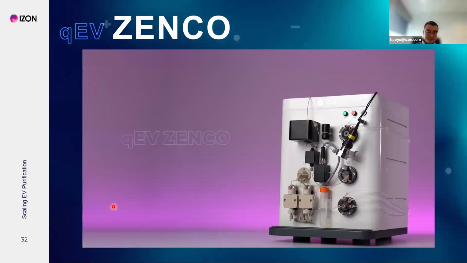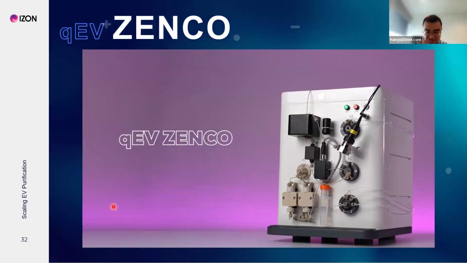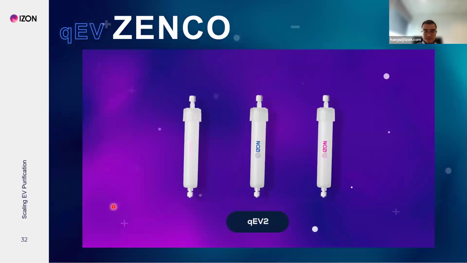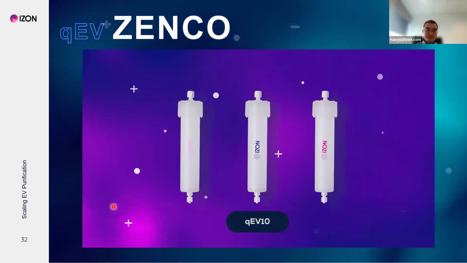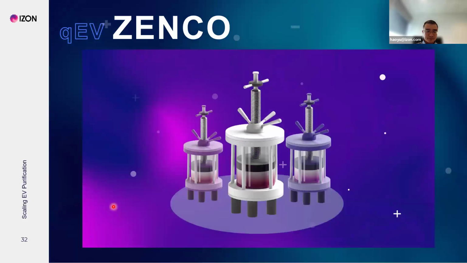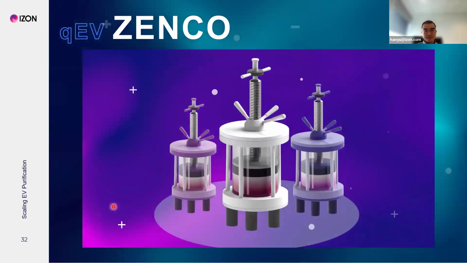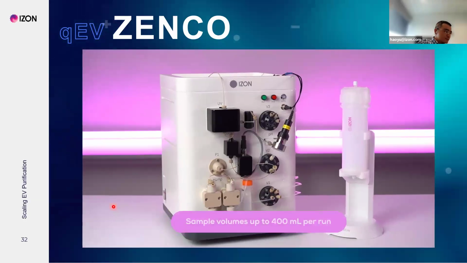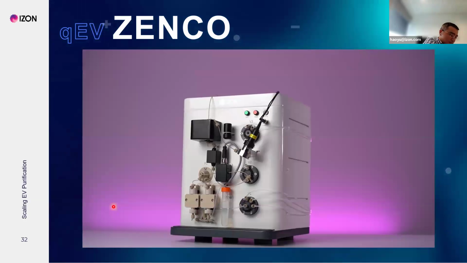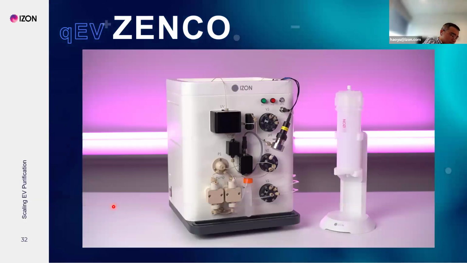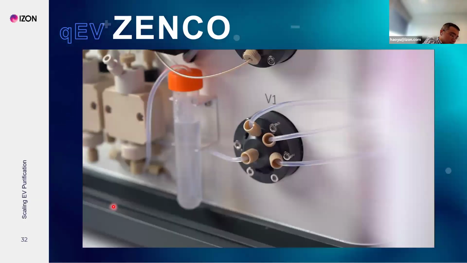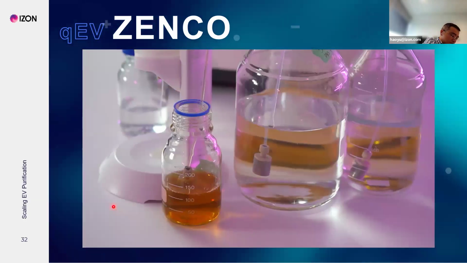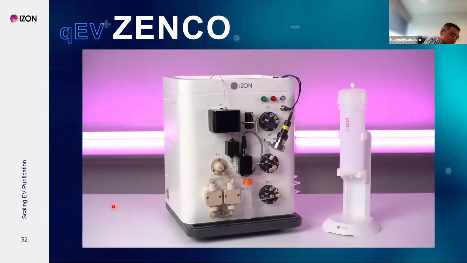Welcome to the QEV Zinco, IZON's automated chromatography unit designed for scaling nanoparticle isolation. Compatible with our larger QEV Size Exclusion Chromatography columns, as well as our more industrial-sized customized columns, the QEV Zinco accommodates a wide range of sample volumes up to around 400 milliliters. Built with a compact design, the QEV Zinco packs a punch with its capabilities. Let's explore the components. With 8 inlets, you can add a variety of solutions into your workflow, including buffers, samples, and cleaning agents, for both the Zinco unit and the QEV column.